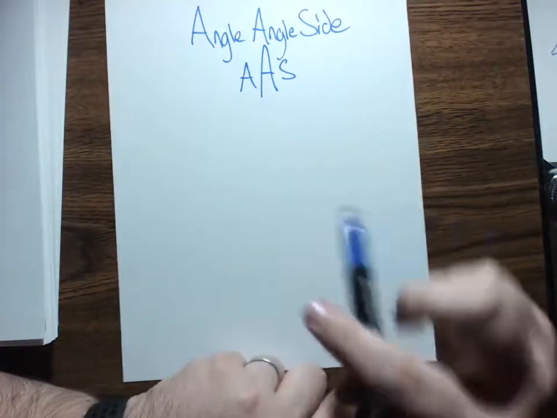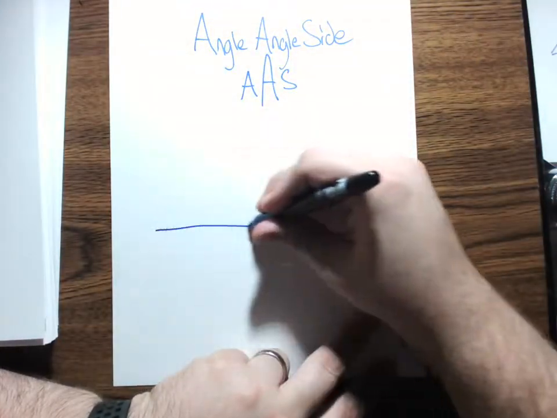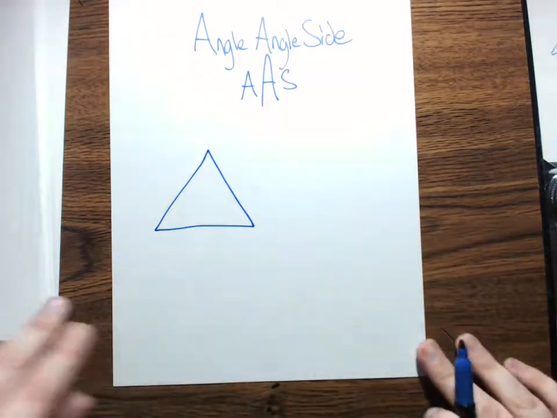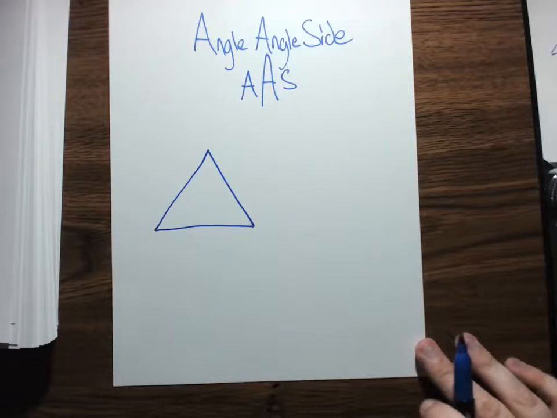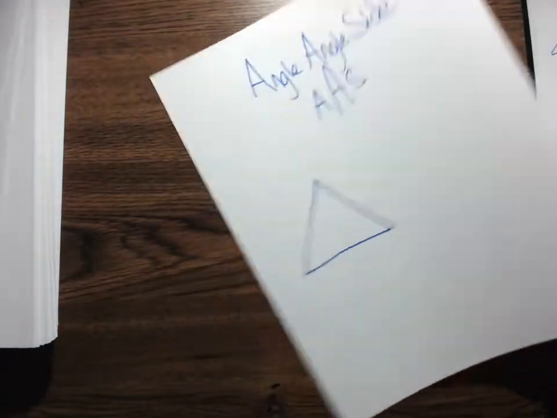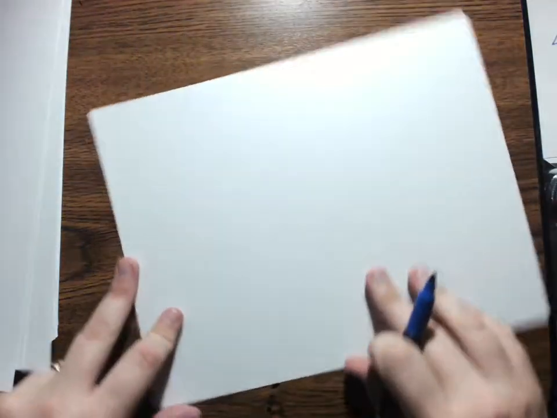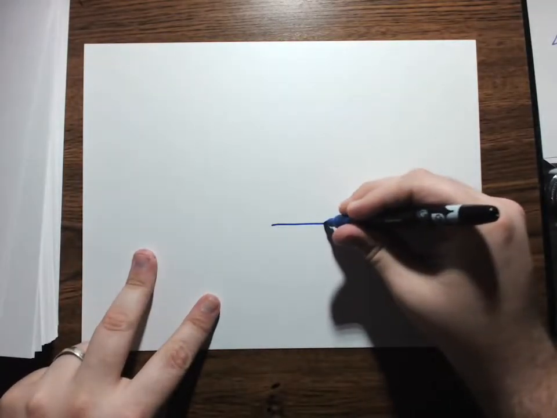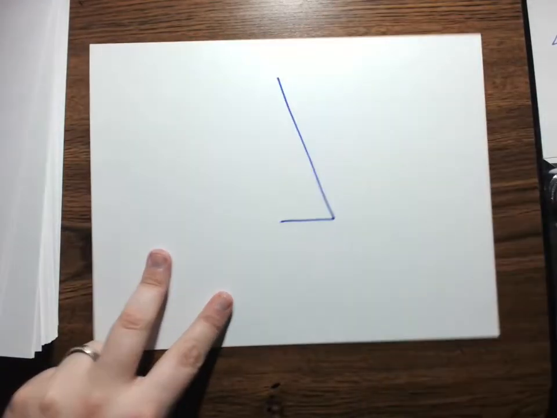But now let's talk about what happens when it's not included. And we're going to do that by talking about angle, angle, side. So with angle, angle, side, the idea is this. You know what? Before we actually do that, let me give you an example of why this works. So here we go. Here's an angle, and here's a side.